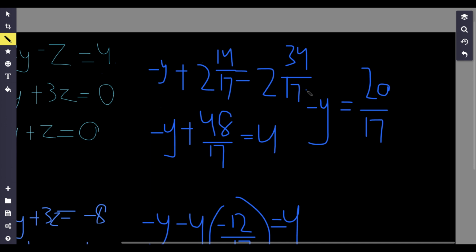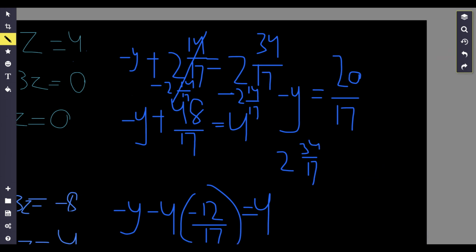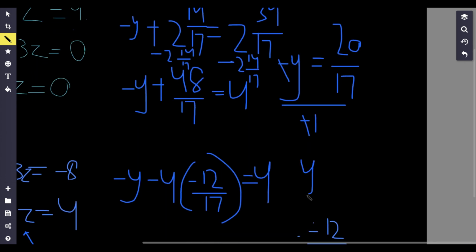But yeah, if you subtract both sides by 2 and 14 over 17, this cancels out, and 2 and 34 over 17 minus 2 and 14 over 17, well, these 2's cancel out, and 34 over 17 minus 14 over 17 is just 20 over 17, which is what I have on the top. And to solve for y, just divide everything by negative 1, right? Because negative negative makes positive, so I get y is equal to negative 20 over 17.